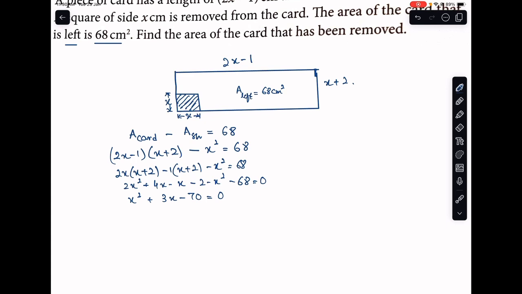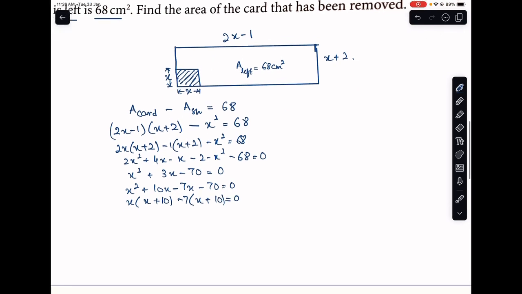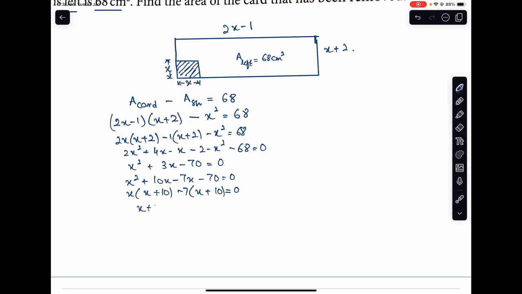Now, just doing the factorization, I know that for 70, it should be x square plus 10x minus 7x, giving me a 3x and a minus 70, which equals 0. Taking x common, I'll be left with x plus 10 minus 7. I'll be again left with x plus 10, which equals 0. Or I can say it is x plus 10 and x minus 7, which equals 0. The two x values that I can have are x equals minus 10 and x equals 7.